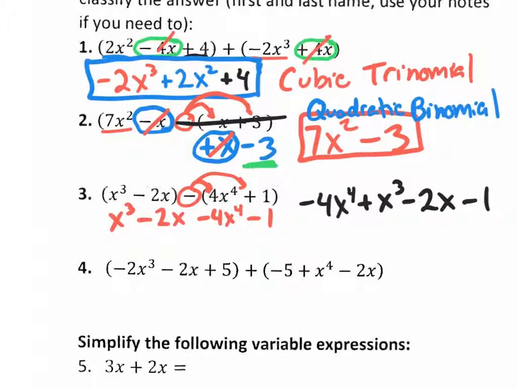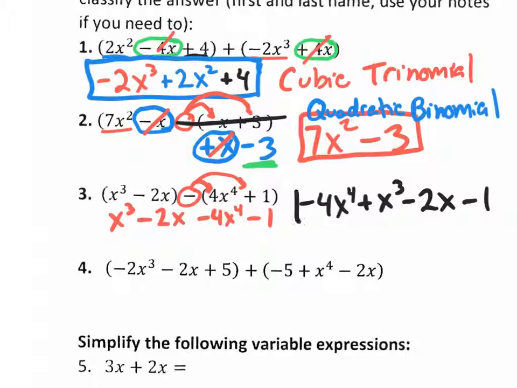In other words, this is a polynomial, many terms, and I was not able to combine any of them. All I could do is rearrange it in standard form from highest exponent down to smallest, down to the constant. Okay? So that's my answer.